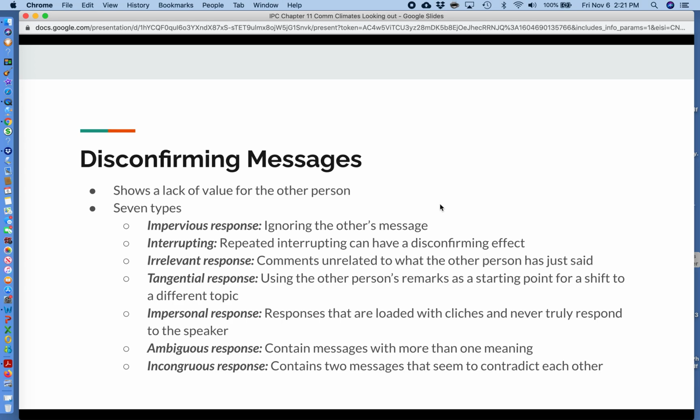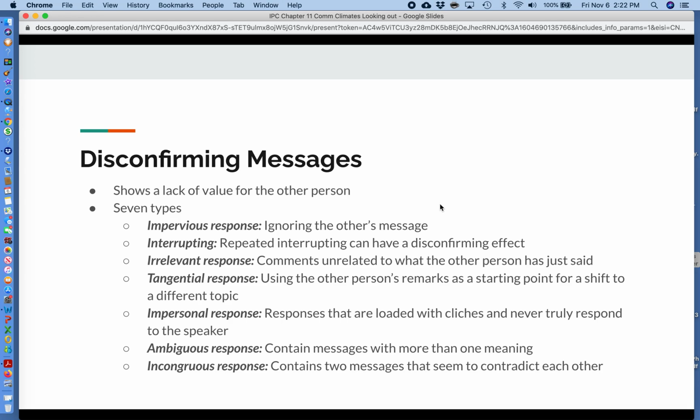So some kinds of disconfirming messages. We'll start with the bad ones. Your book lists 7 types. So there is, for example, the impervious response. And with the impervious response, it's pretty simple. You just ignore the other person's message. So someone's sitting, your wife or your husband sitting there and says, it really upsets me when you do X, Y, and Z, and you just don't say anything. That's the impervious response.